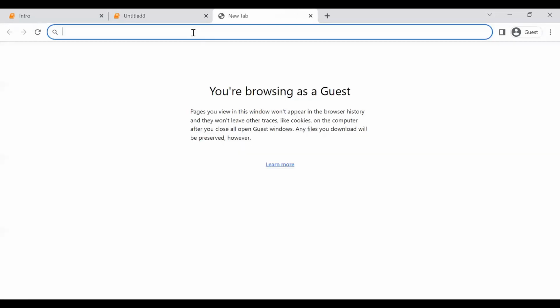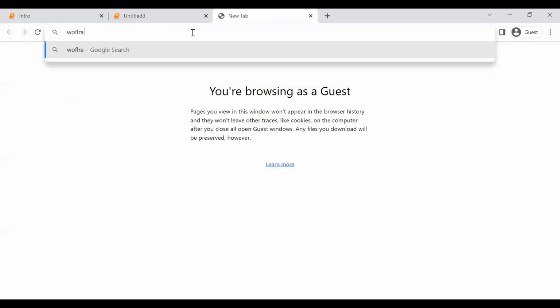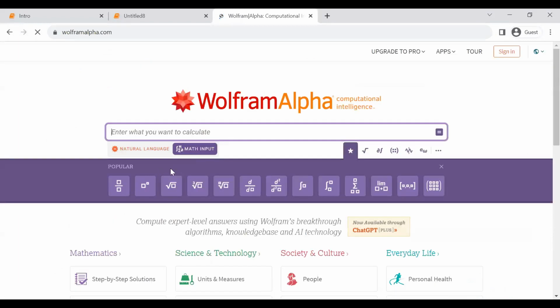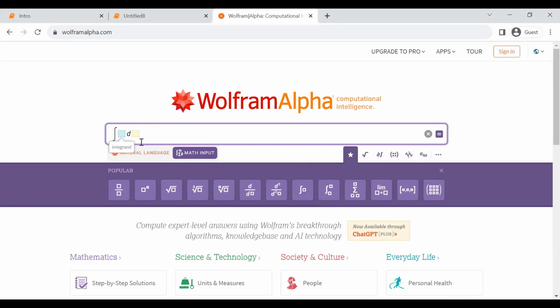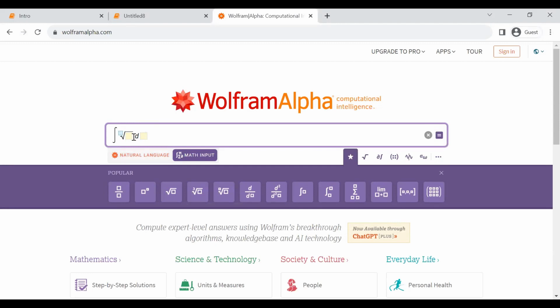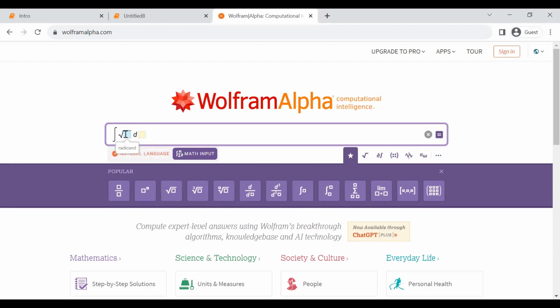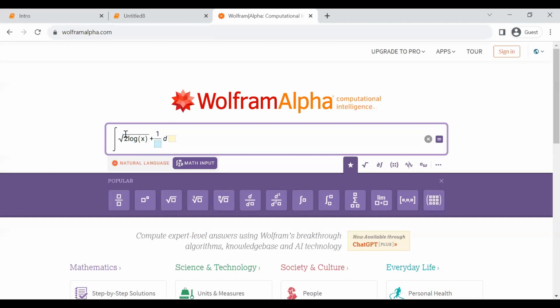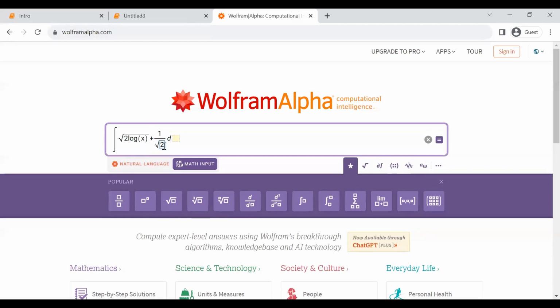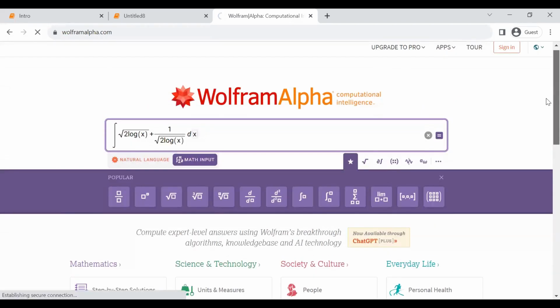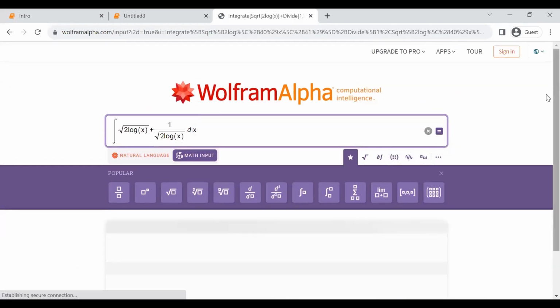Let's see what Wolfram Alpha does to us. Wolfram. So we can say, okay, we do want to integrate, and our first thing is the square root of 2 log x plus 1 over square root of 2 log x, okay, and dx. So let's see what that gives us. It's taking some time to compute. Okay, let's compute the output there.